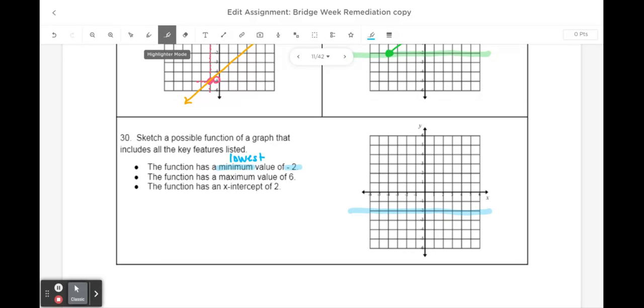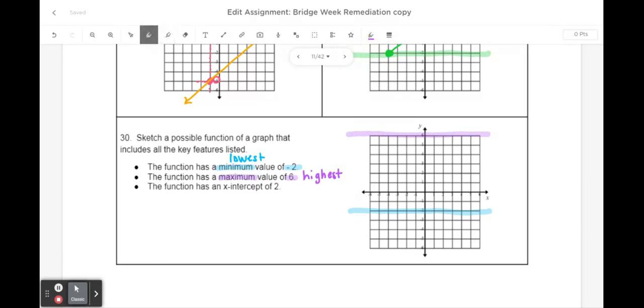Then the next statement here says that the maximum value is 6. Now in math, the word maximum just means the highest it can go. So the floor might be -2, but the ceiling, the highest that this graph can go, is going to be on the +6.